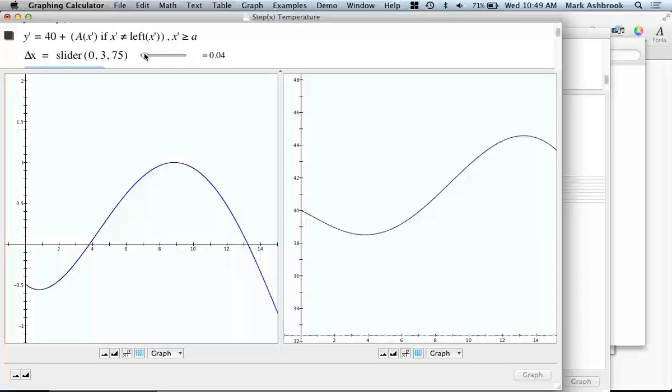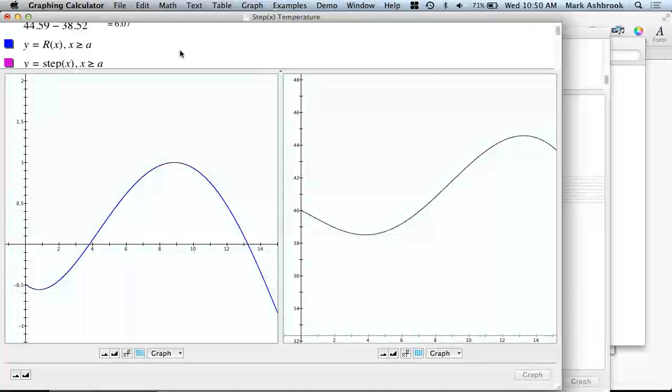If I turn off the original rate function, look at the step function on the left. That's a step function. Those are constant rates, right? But delta x is so small, we can't tell the difference. And therefore, we get an accumulation function where we can't tell the difference between approximate and exact. So that's the journey we've been on.